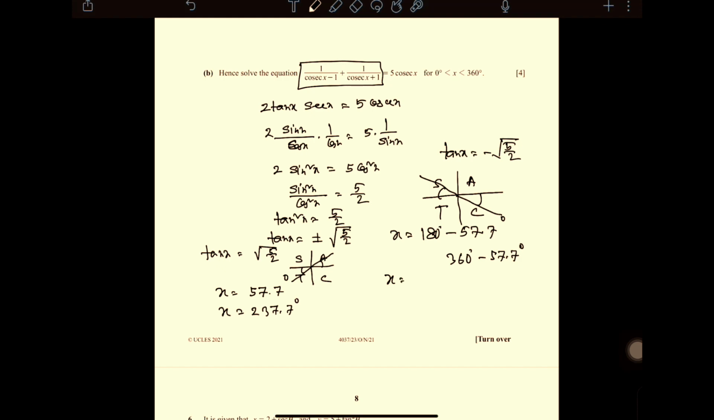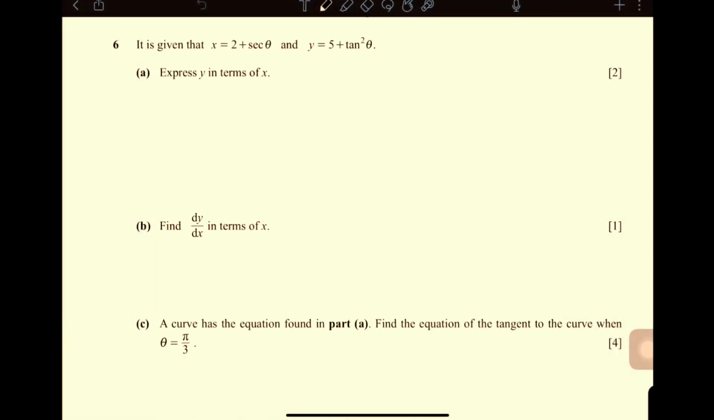X equals 1 will be 122.3 degrees and another one will be 302 degrees. Given that x equals 2 plus sec theta and y equals 5 plus tan squared theta. So this is the question. We need to express y in terms of x. x equals 2 plus sec theta, therefore sec theta equals x minus 2.